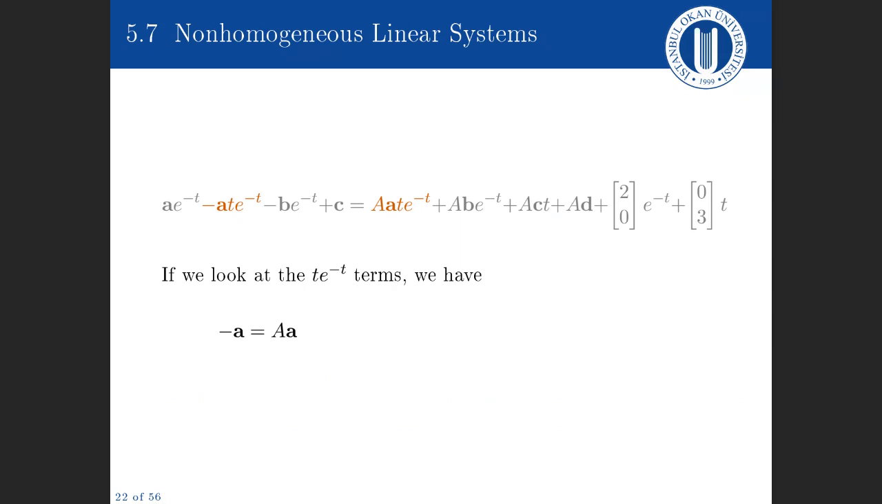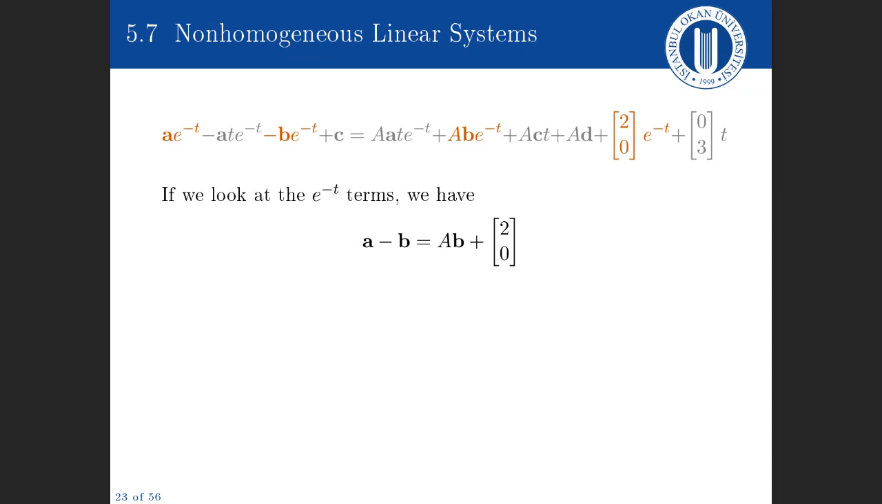We need to find a, b, c, and d. Let's look first at the terms involving t e to the power minus t. On the left, there's minus a, t e to the power minus t, and on the right is capital A a, t e to the power minus t. So these must be the same. Minus a must be equal to capital A a. That tells us that a must be an eigenvector of capital A. So a must be a vector of the form alpha, alpha, for some alpha. We don't know alpha yet, but we know it must be of the form alpha, alpha.